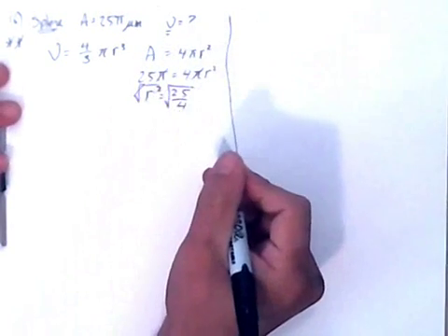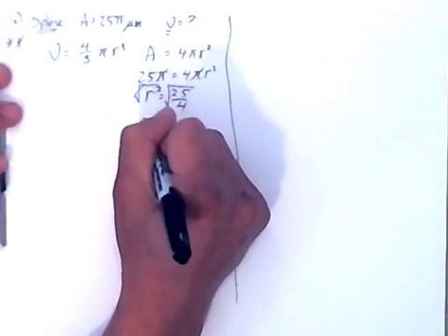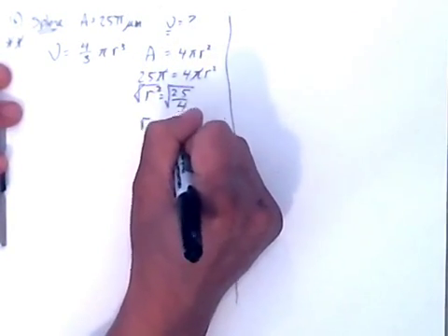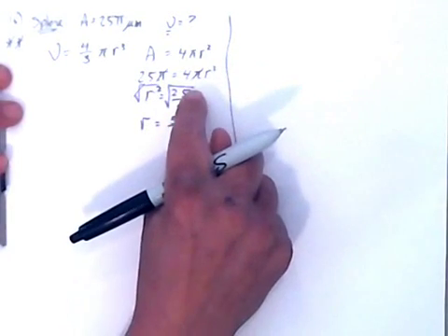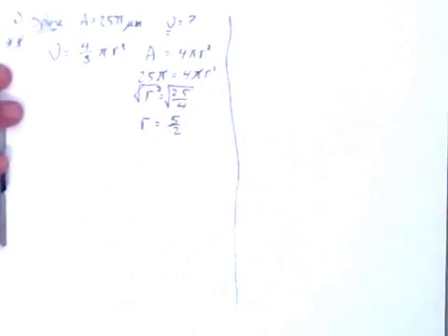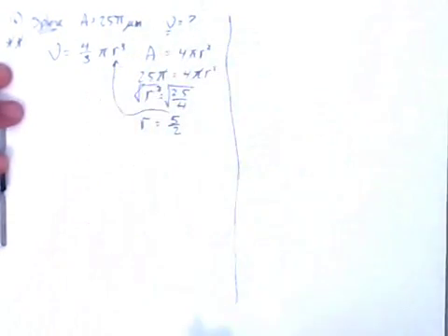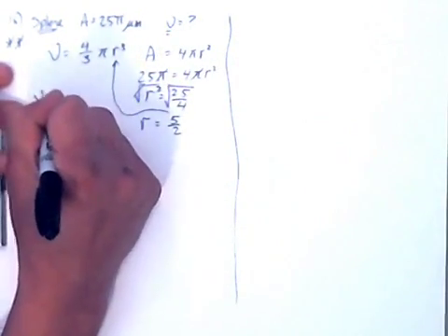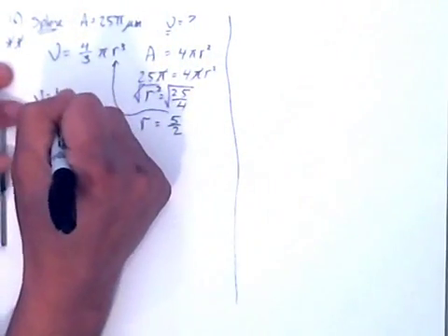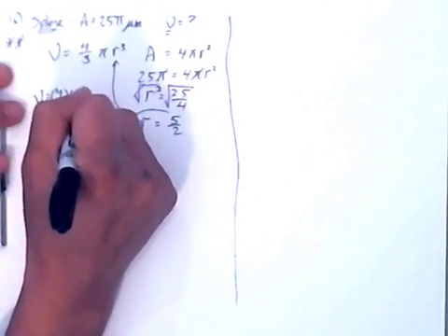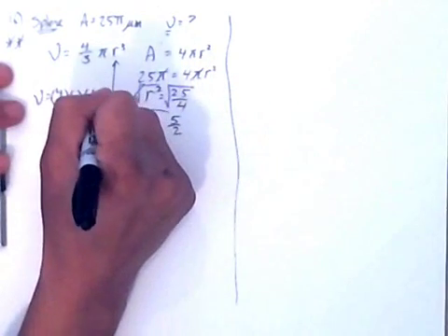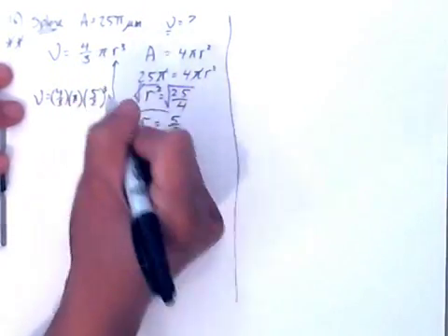The square and the square root inverse operation cancels. The radius is equal to 5 over 2. The square root of 25 is 5. The square root of 4 is 2. Now I can plug this information into here, because that's what I'm looking for, the volume. It's going to be 4/3 times pi times 5 over 2 cubed.